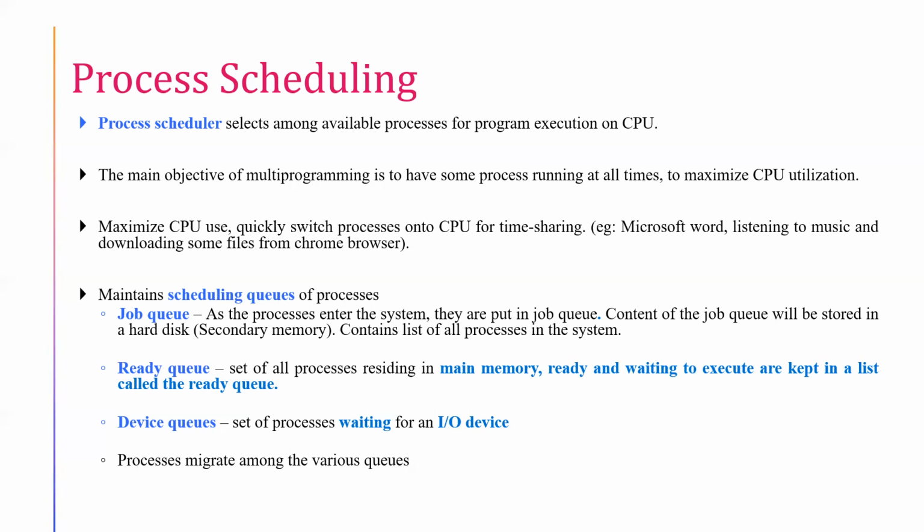So the processes migrate among the various queues. Whenever a process comes in, we can't say that it will just come from the job queue, enter the ready queue and go out. It is going to migrate among various queues. So we will be seeing a queuing diagram and how the processes are getting ready and how they are moving to the various queues.